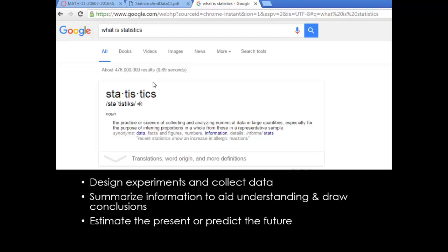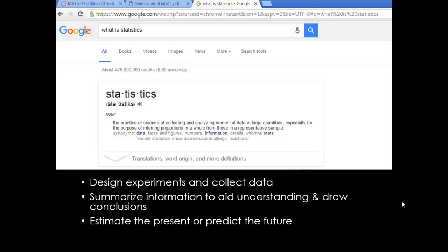Well, let's just Google what is statistics. It says something about the practice or science of collecting and analyzing numerical data. By the way, I think it could be other data too, in large quantities for the purpose of inferring proportions in a whole from those in a representative sample. So the Google definition isn't necessarily the best definition, but basically statistics is the science of designing some sort of experiment to answer a question like, can pacifiers prevent SIDS, sudden infant death syndrome?